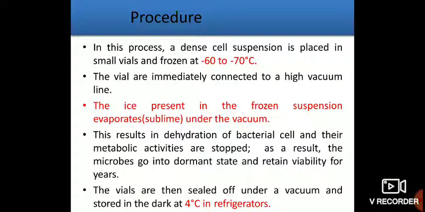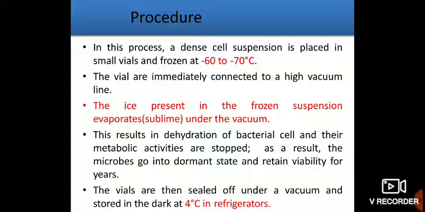In this process, a dense cell suspension is placed in a small vial and frozen at minus 60 to 70 degrees Celsius. Then the vials are immediately connected to the high vacuum line. The ice present in the frozen suspension will evaporate under a vacuum, and this results in dehydration of the bacterial cell, and their metabolic activities are stopped. As a result, the microbes go into a dormant state and retain viability for years.